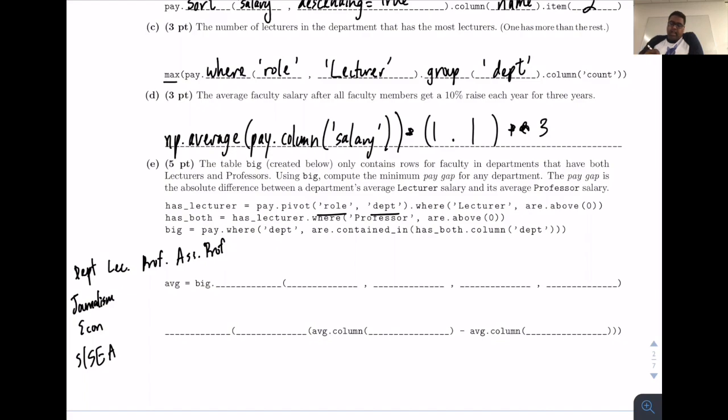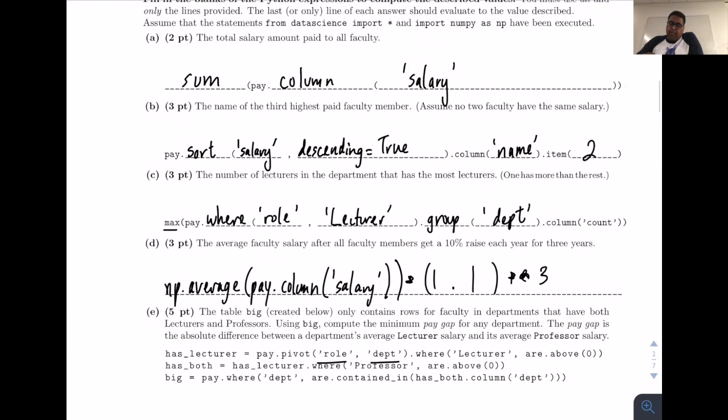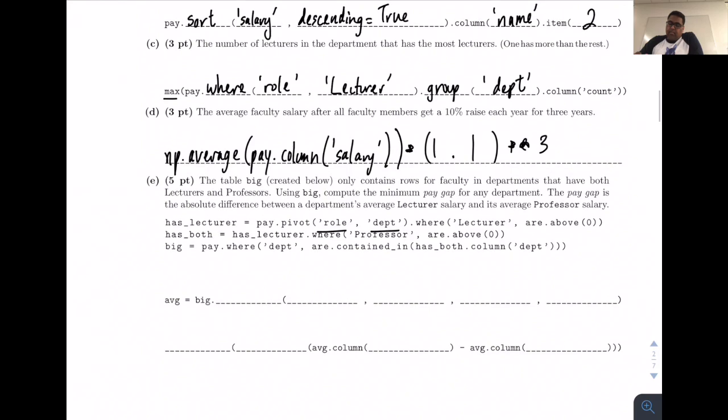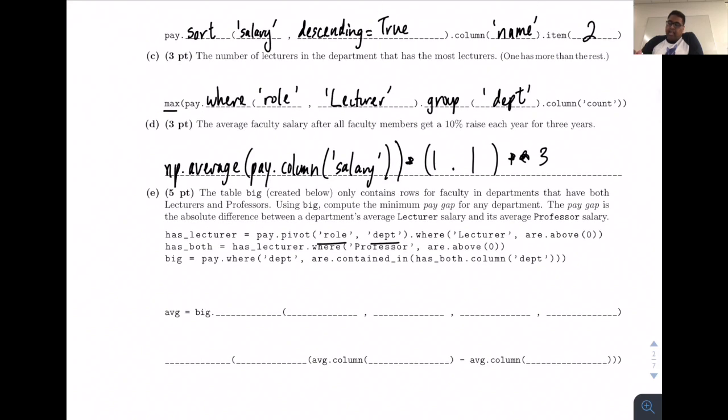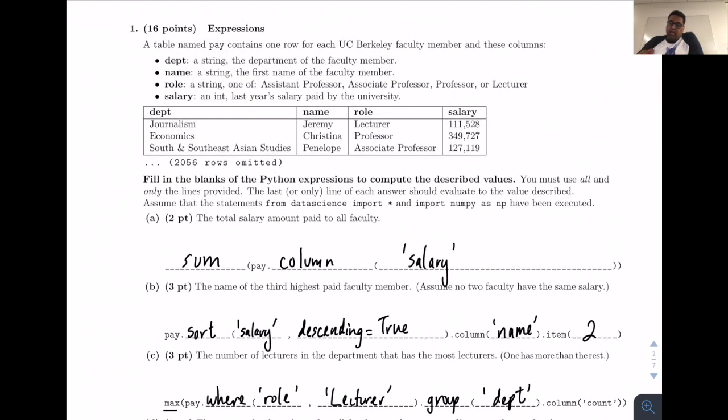So it's going to say, okay, we already have all the non-zero, we already have all the departments that have at least one lecturer. Now give me all the departments, actually, that have at least one professor as well. So then big is going to be a list, a subset of our pay table, but it'll have only the departments that have at least one lecturer and at least one professor.